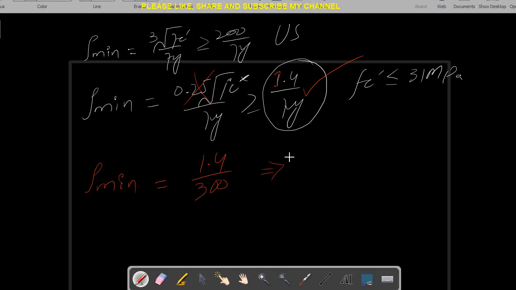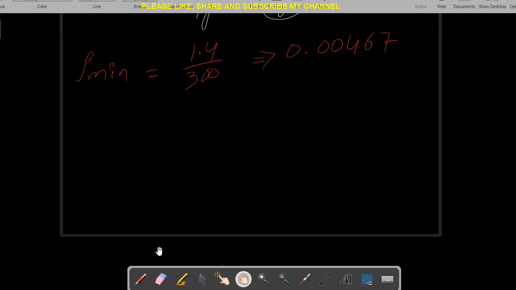So this will give me 0.00467, right? Sometimes we multiply this with B and D. So if we multiply this portion with B and D, it will give me area of steel. Then this row will be AS, right? So this is my row minimum, and my row max I have already derived this equation.